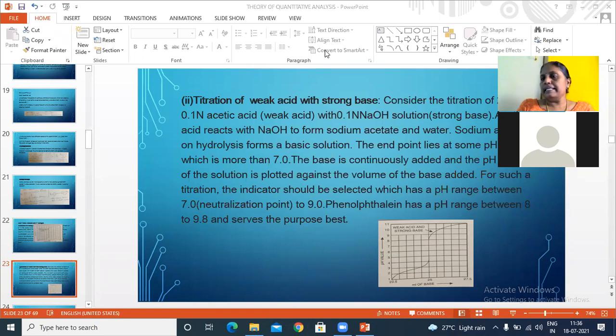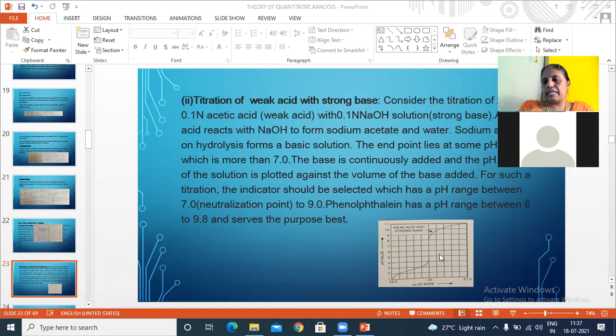For some EDTA titrations, that is complexometric titrations, we have to use the EBT indicator, Eriochrome Black T indicator. In general, for acid-base titrations, the only two indicators which we can use are either methyl orange or phenolphthalein.